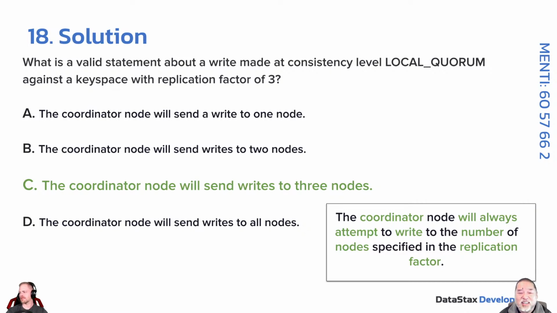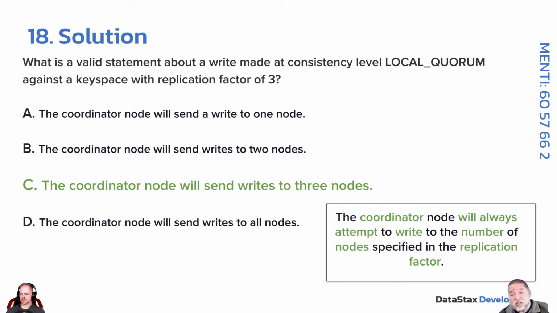All right. So the question here is, you know, the consistency level is local quorum and the replication factor is 3. And Anshul's comment was great because he says, considering the options, we really don't need to know the consistency level. And that's absolutely correct, because what Cassandra is going to try to do is it's going to attempt to write to all the replicas every time. Right. So the coordinator will send writes to 3 nodes because the replication factor is 3.